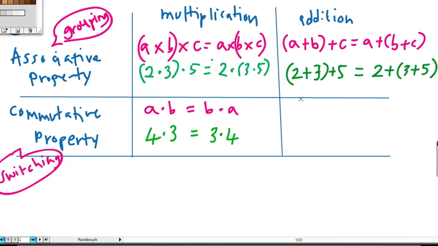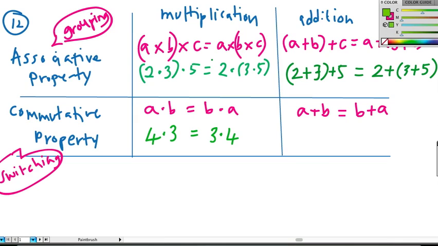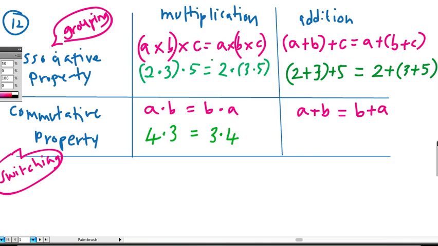This is the commutative property of addition. So A plus B is exactly the same as B plus A. Again, we're just switching. If we use real numbers over here, we could use the same numbers. 4 plus 3 equals the same as 3 plus 4. In either case, it equals 7.